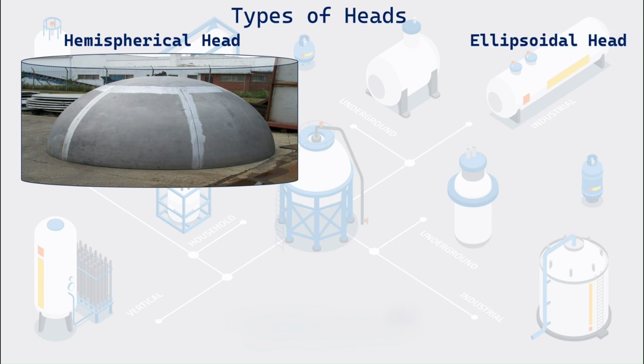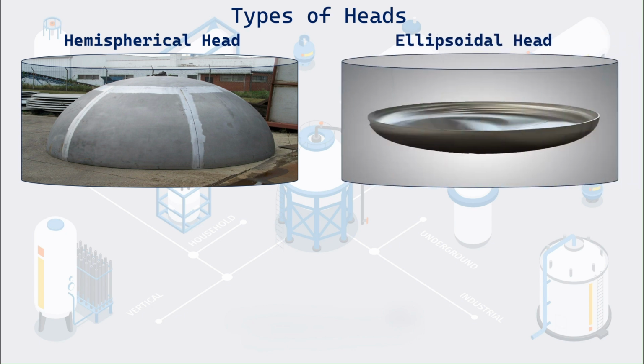Ellipsoidal head. Ellipsoidal heads are a versatile and efficient choice for pressure vessels, offering a good compromise between strength, material efficiency, and manufacturability. Their ability to distribute stress evenly makes them reliable for medium pressure applications, and their moderate depth allows for more compact vessel designs compared to hemispherical heads.